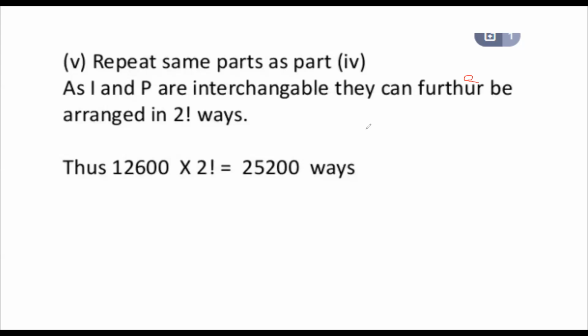Yeah. So let's say as I and P are interchangeable, they can further be arranged in 2 ways, right? So can anybody read that fifth question? Let me just make sense of it.